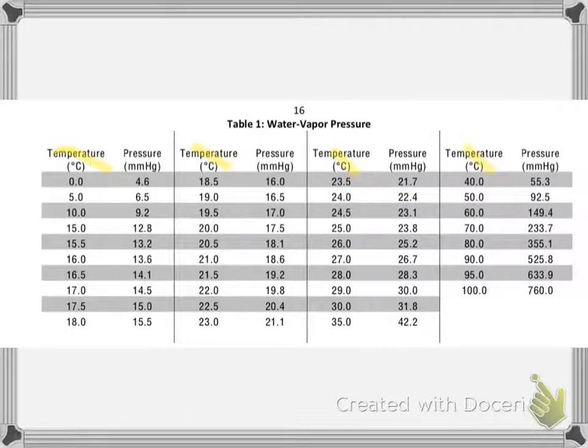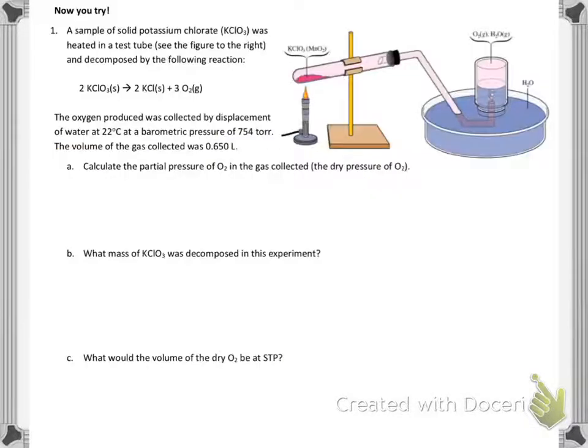So you can use this table to look up the partial pressure of water at a given temperature as needed. All right, let's try a practice problem. Okay, so in this experiment, we're decomposing potassium chlorate by heating it. And when you do that, oxygen gas is produced as part of the decomposition. So we're collecting the oxygen gas by bubbling it through water and collecting it in the given vessel.